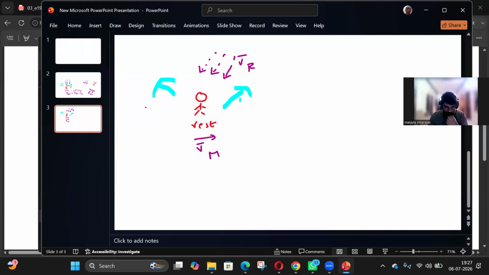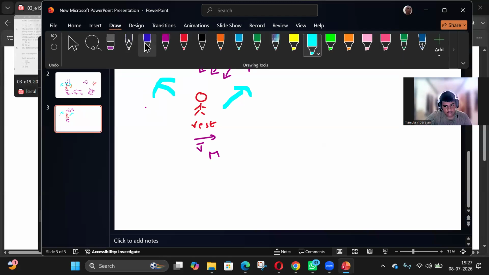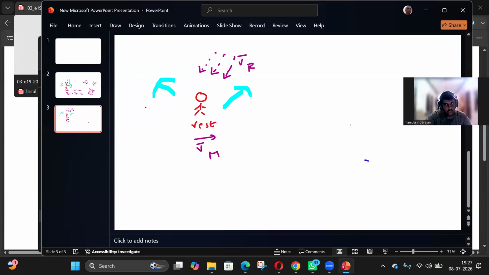Towards right. Okay, that you can figure out by VR minus VM, or also by common sense, because the rain is coming from the front side. So VR is this angle, and then minus VM. So it will be this way. So the umbrella should be like this. Correct? So it should be tilted this way.